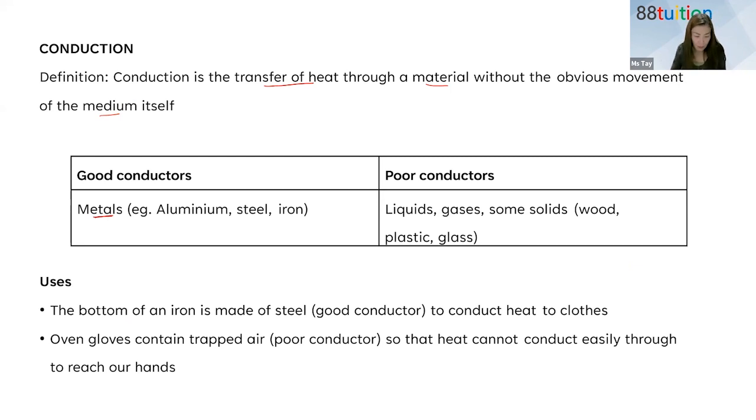Now, uses for conduction, for example, the bottom of an iron. Do you iron your own clothes? If you do, you understand how heat is conducted from the iron to your shirt or to your pants, etc. Now, oven gloves also. Why are we applying them in this manner? Oven gloves contain trapped air. We know that air is a very poor conductor, so that will prevent heat from being conducted to our hand. So you don't burn yourself.